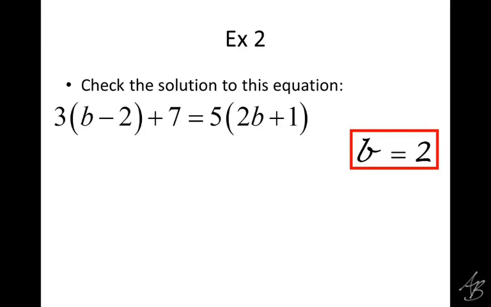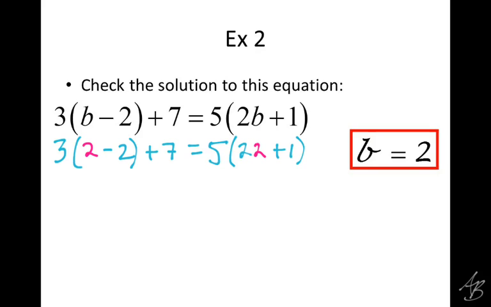This one is really similar, so I want you to try it on your own. The only difference is you're going to have to simplify on both sides. So the first thing we're going to do is we're going to go through and anywhere we see a b, we're going to put a 2. All right, so I'm going to do that on both sides here. We have 3 times, and then we're going to put a 2 in there, minus 2 plus 7 equals 5, parentheses, 2 plus 1, and close parentheses.